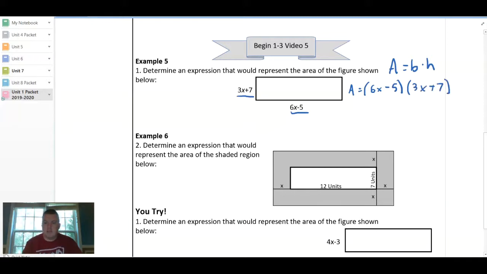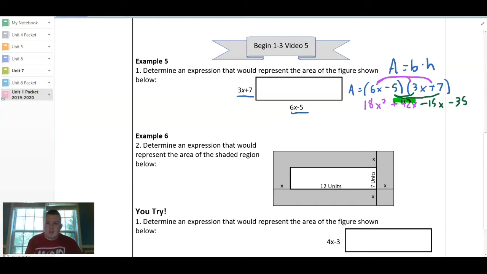Now this turns into just a multiplication problem like we were doing with a binomial times a binomial. So I'm going to distribute that 6x to both pieces of the second. 6x times 3x gives me 18x squared. 6x times a positive 7 gives me plus 42x. Then I'm going to distribute that negative 5 to both pieces in the second. Negative 5 times 3x gives me a negative 15x, and a negative 5 times a 7 gives me a negative 35.